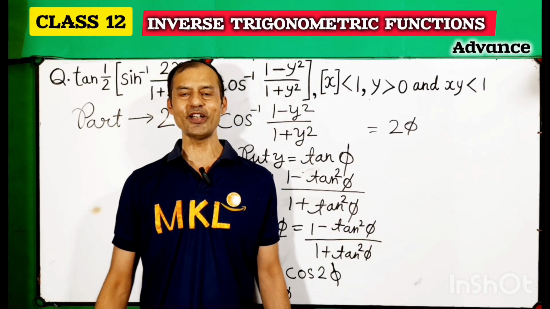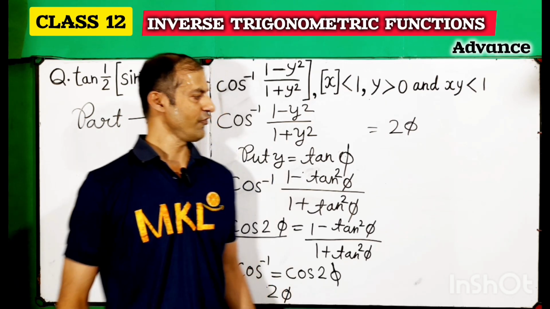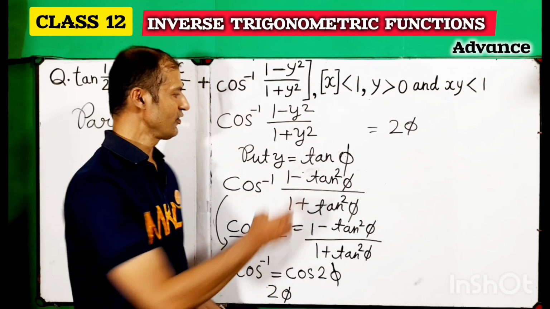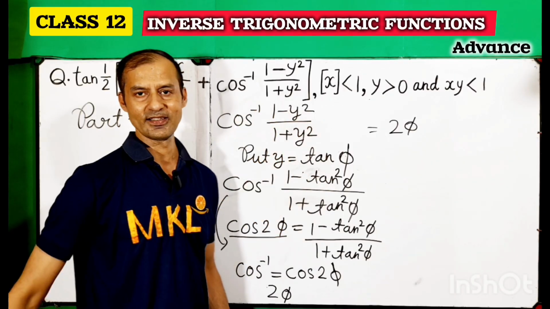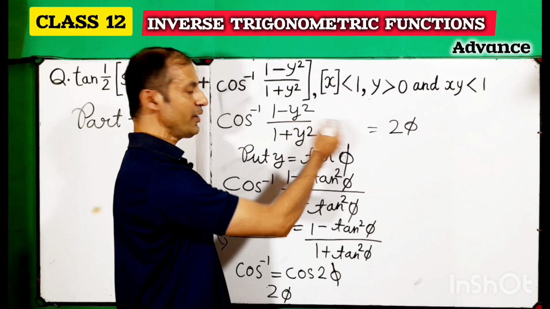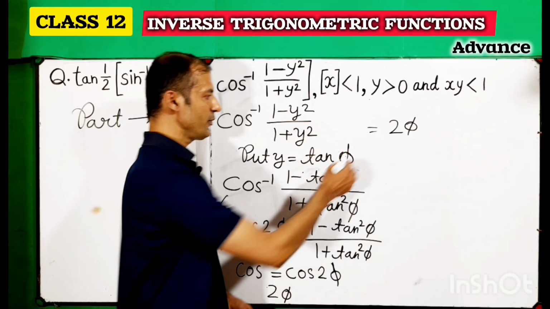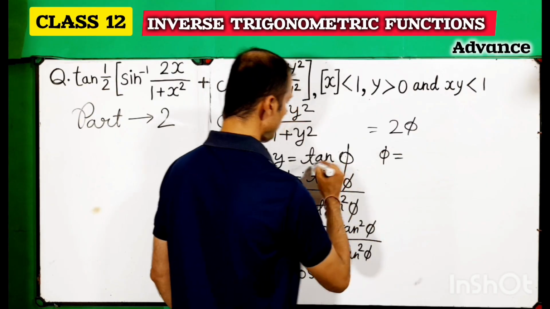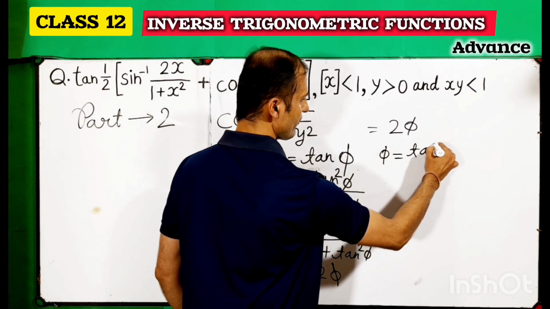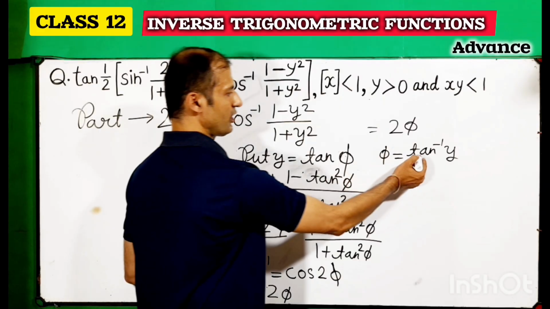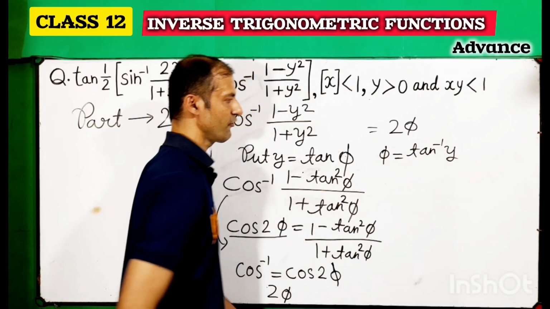So what will we do, students? If we don't know the value of phi, we'll take the help of y is equal to tan phi. Here y will be transposed, and it will become phi is equal to tan inverse y. The y will be transposed there, so phi is equal to tan inverse y.